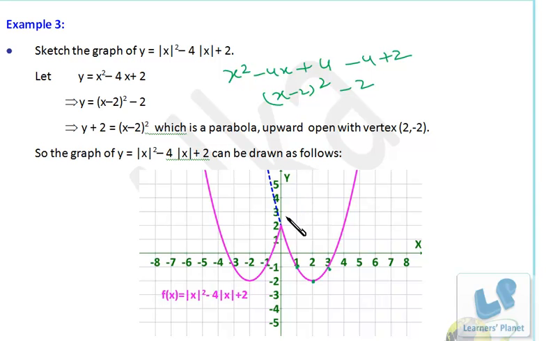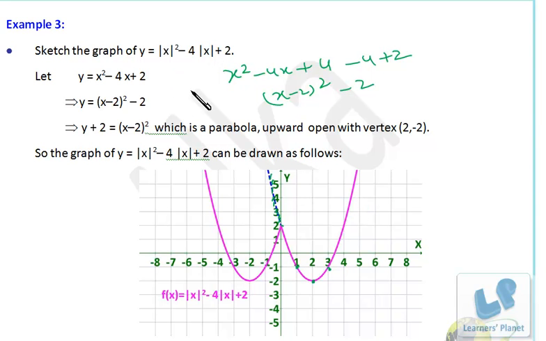Now as we have discussed, if x is converted to modulus, what you have to do, you have to eliminate the part that is on the left hand side of y-axis. So we have to eliminate this part. Now the part that is on the right hand side of y-axis, you have to retain that part and you have to take the mirror image of this. Just as it is, you just draw that. Very simple, friends. So we'll be getting a shape of W over here that will represent this graph.